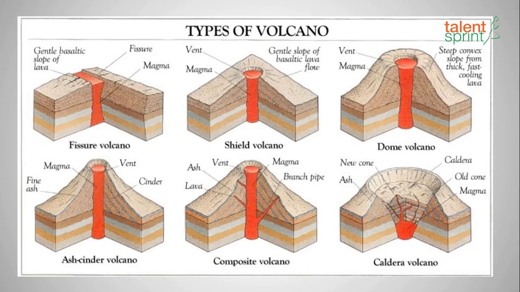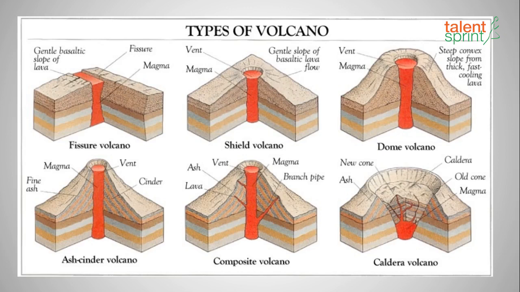You can see that. Next is dome volcano. It will form a dome shape on the top of the mountain or the hill. Okay, generally mountains and hills are more prone to volcanoes because at the edge they have the weaker point. Okay. And next is ash cinder volcano. This is also the same. The pressure is also more and you can see the small branches forming. Okay, that is called cinder cones or cinder.